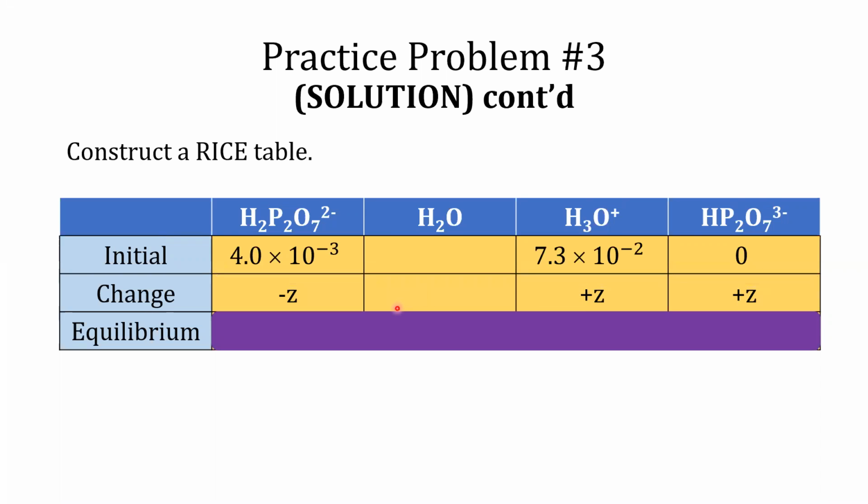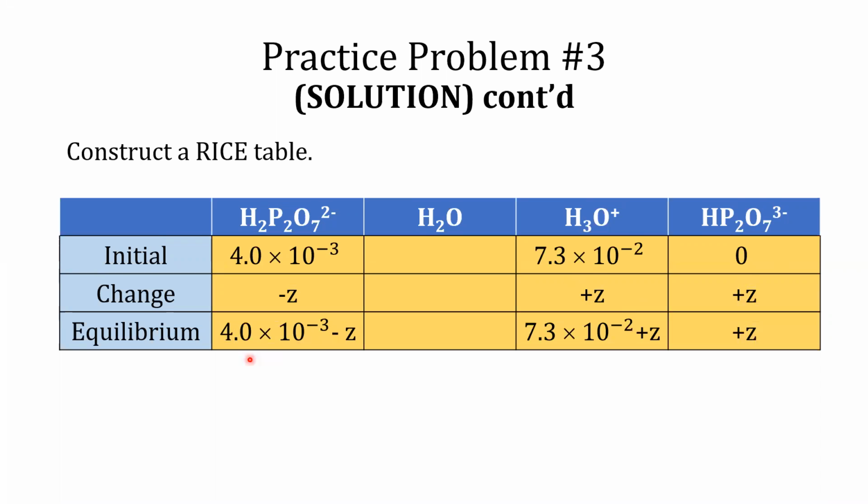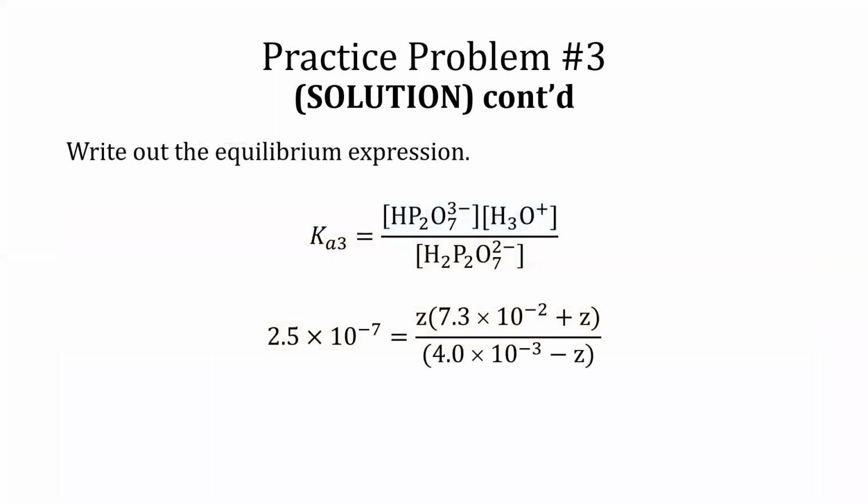The change is minus Z for dihydrogen diphosphate ion and plus Z for both hydronium and hydrogen diphosphate ion. The equilibrium concentration for dihydrogen diphosphate ion is 4.0 times 10 to the minus 3 minus Z, 7.3 times 10 to the minus 2 plus Z for hydronium ion, and Z for hydrogen diphosphate ion. The equilibrium expression for Ka3 equals the concentration of hydrogen diphosphate ion times hydronium ion divided by the concentration of dihydrogen diphosphate ion.